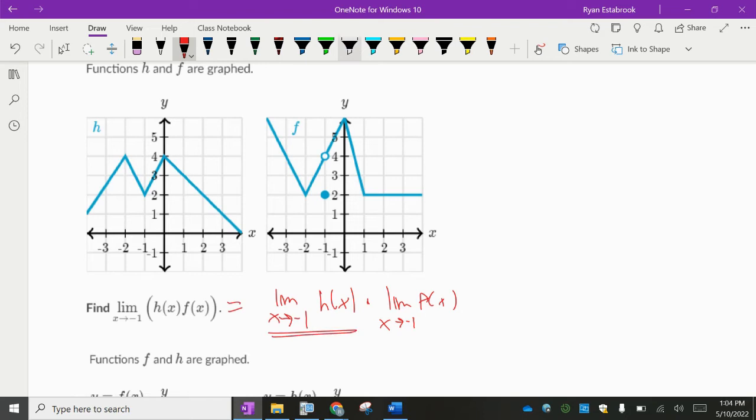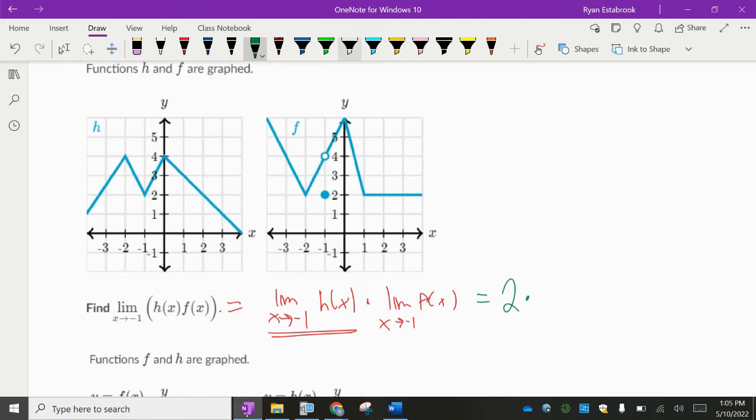The first part, look on your graph for h, and can you evaluate the limit as x approaches -1? Again, this is what it's intending towards. It may never actually hit it, but as x is approaching -1 from the left and from the right, what is that limit going to be equal to? 2. The y value is going towards 2.